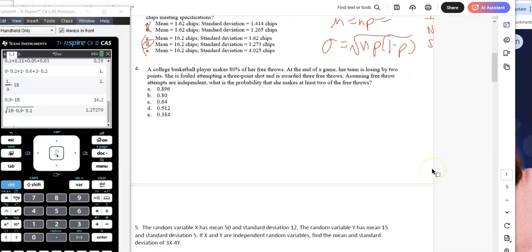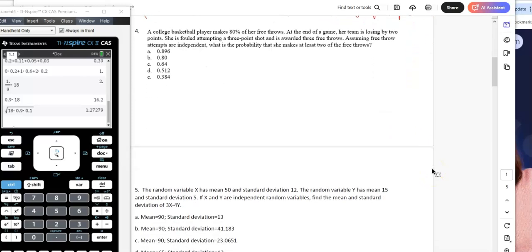A college basketball player makes 80% of her free throws. At the end of the game, her team is losing by 2 points. She is fouled attempting a 3-point shot and is awarded 3 free throws. Assuming free throw attempts are independent, so we're making that assumption, what's the probability she makes at least 2 of 3? So we do have a set number of trials. This does pass the BINS test.